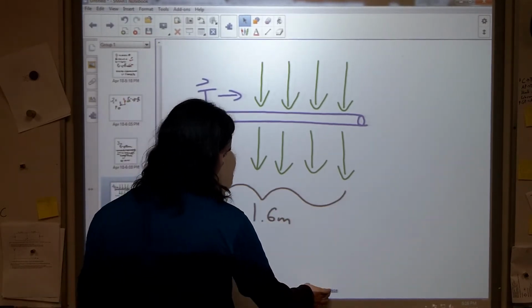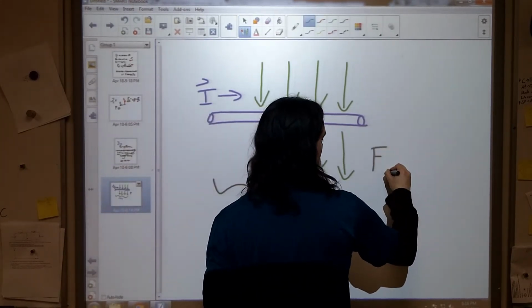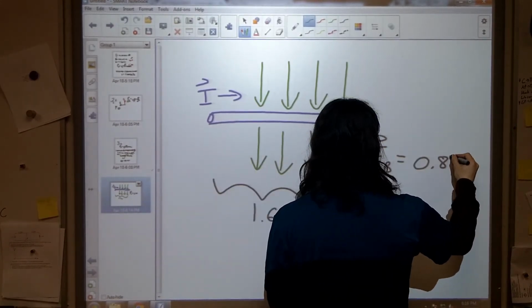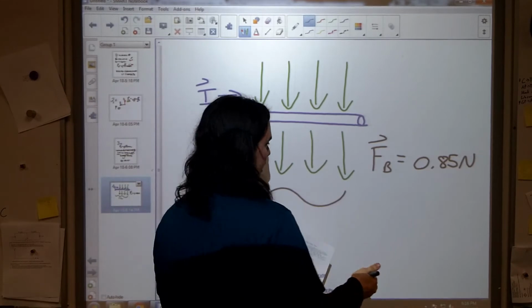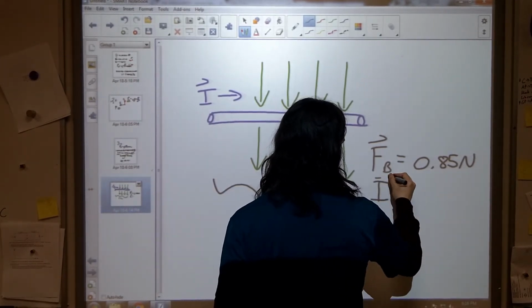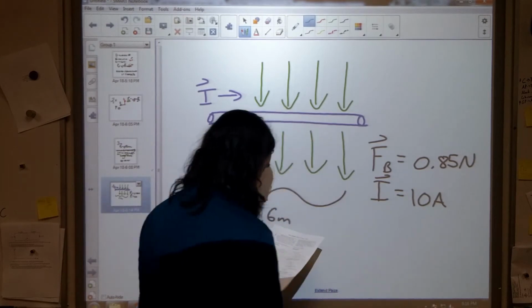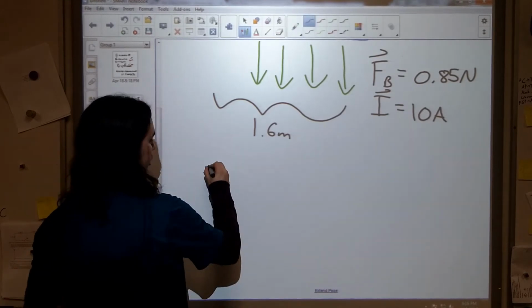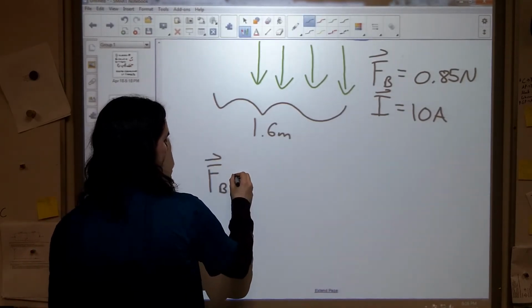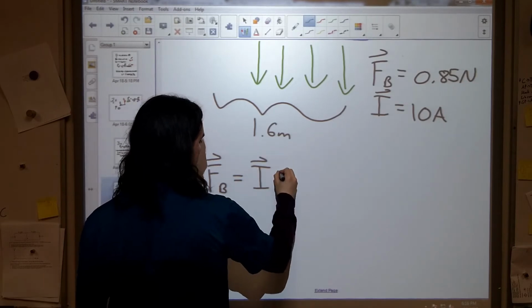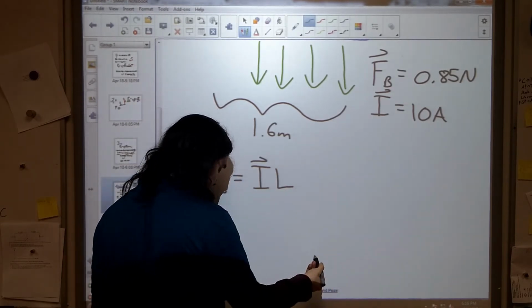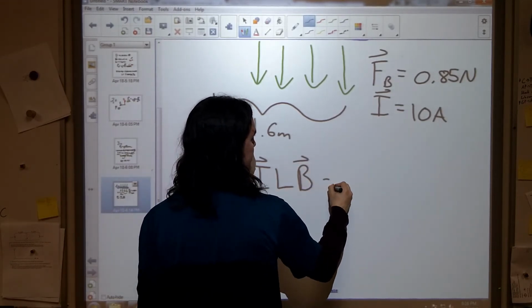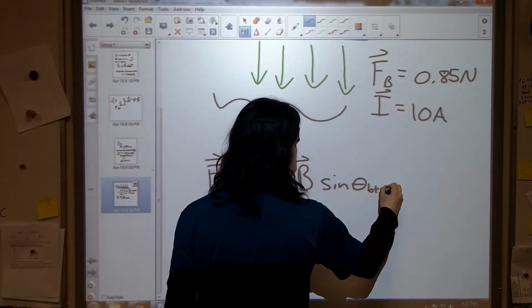It experiences a magnetic force, so a Lorentz force, Fb, of 0.85 newtons, and it has a current of 10 amps. The question is, what is the magnitude, what's the strength of the magnetic field? Well, here's where we use the other equation that we have for the Lorentz force. It is the current times the length of the wire, technically crossed with the magnetic field, but we're going to do ILB sine theta between.